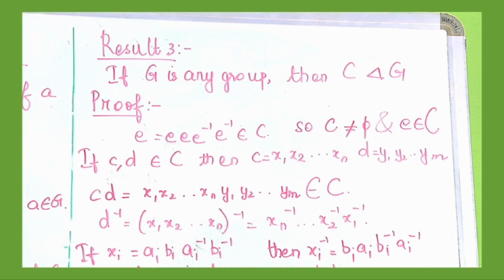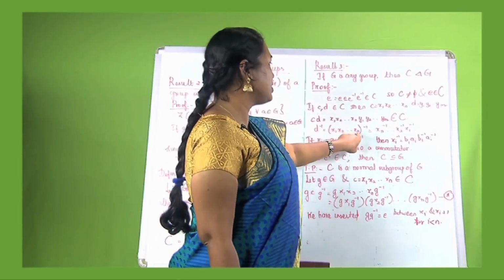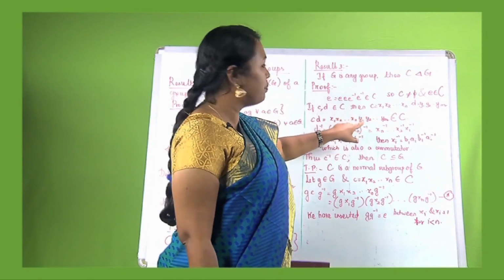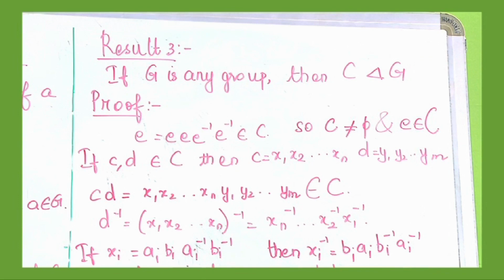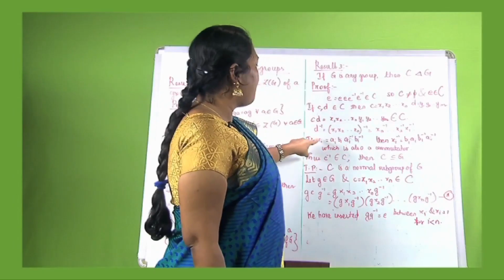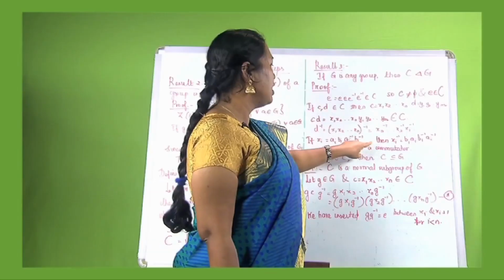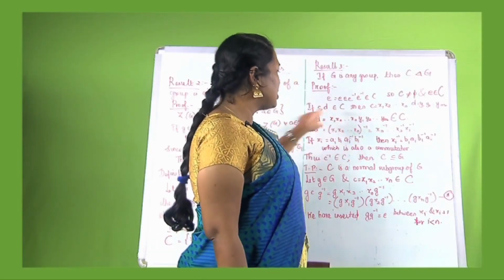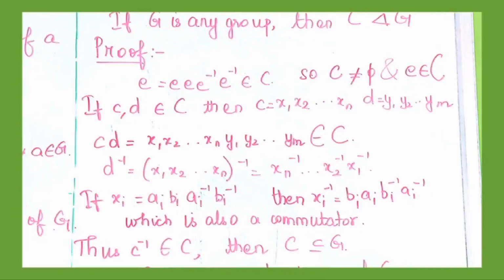Now what will happen to d inverse? d inverse is equal to y1, y2, and so on up to ym inverse, and we know that when we do inversion, the ym inverse comes first. So ym inverse, y(m-1) inverse, and so on up to y2 inverse, y1 inverse. If xi is equal to ai, bi, ai inverse, bi inverse, then xi inverse is just the reverse, bi ai bi inverse ai inverse, which is also a commutator.